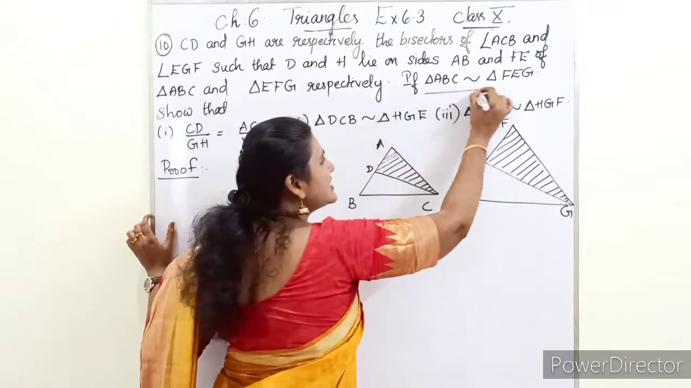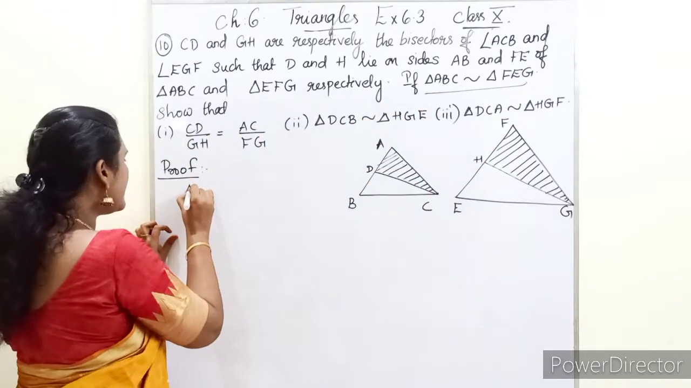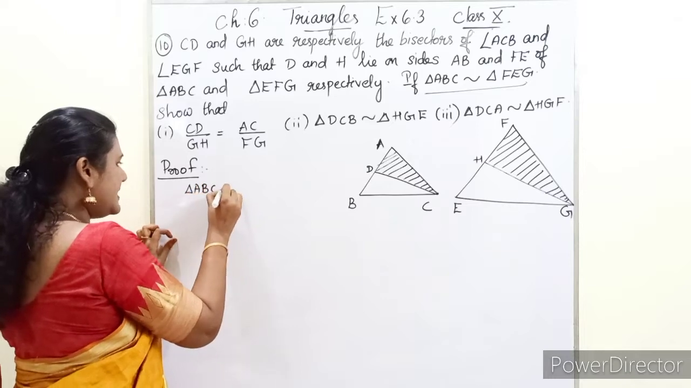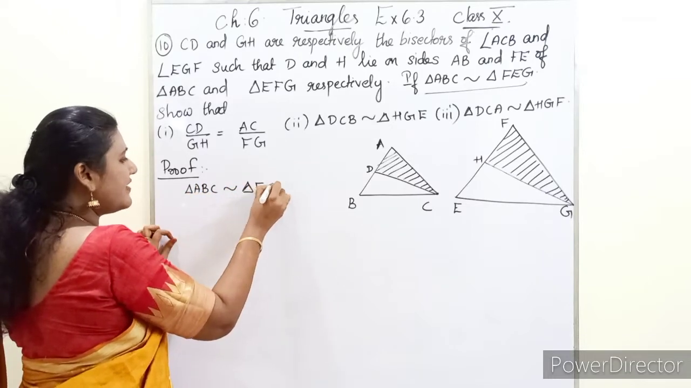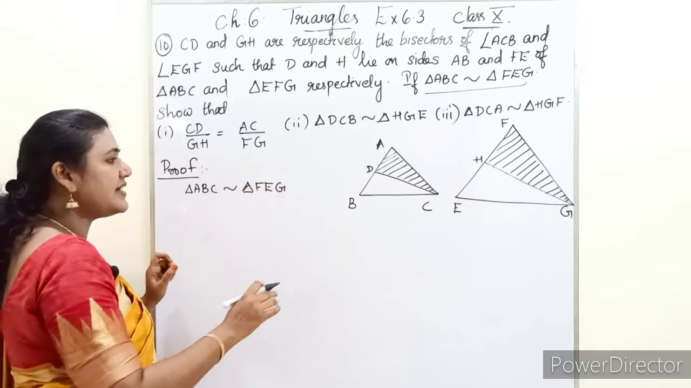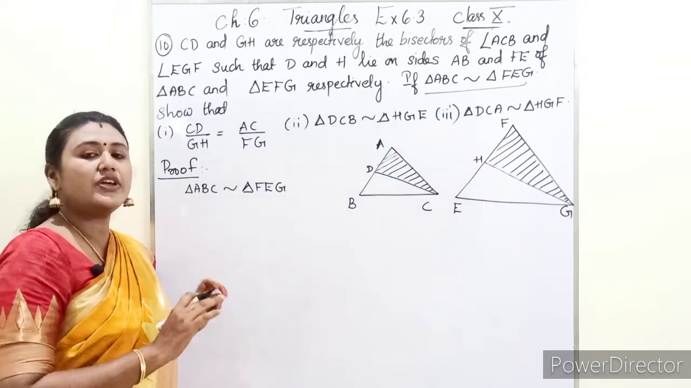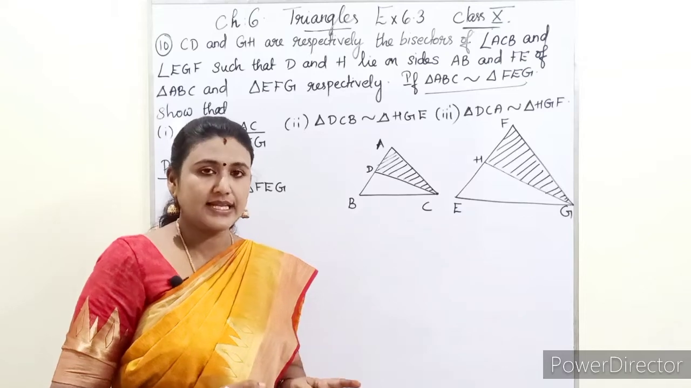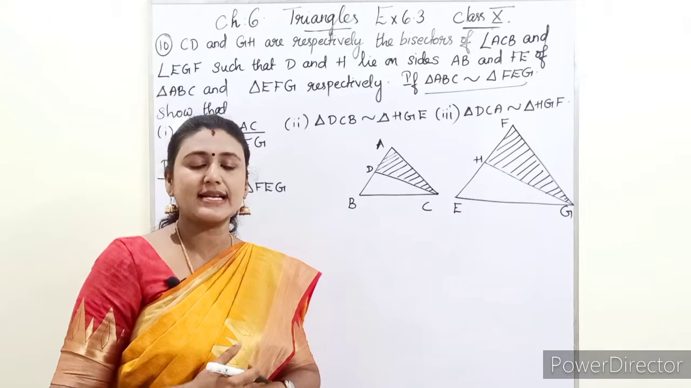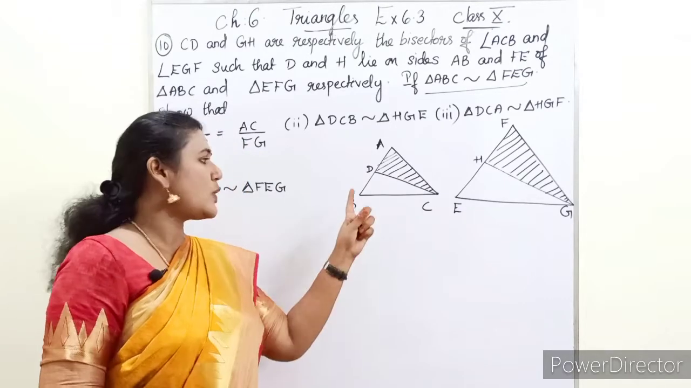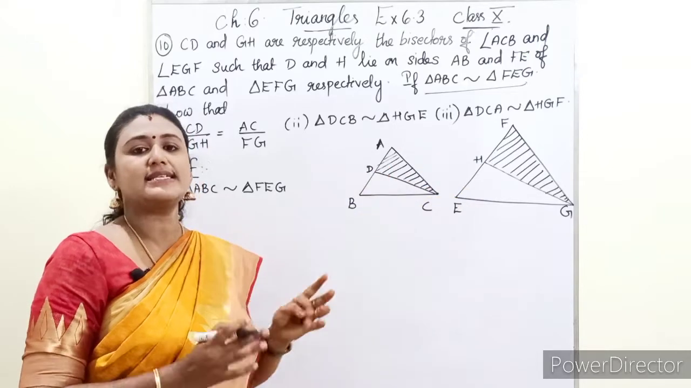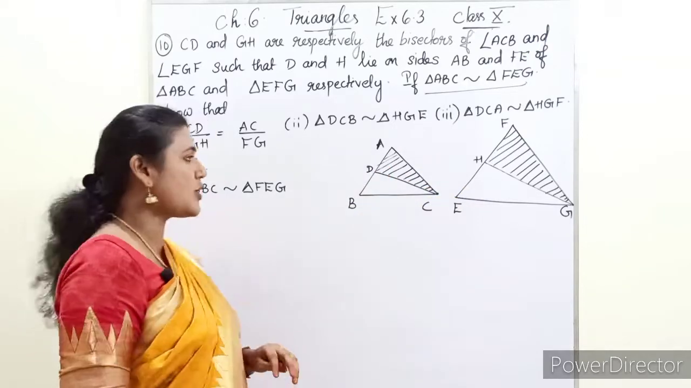What is the condition given? Triangle ABC is similar to triangle FEG. So it is given that these two triangles are similar. If two triangles are similar, then what can we say about their angles and sides? The angles will be equal and the ratios of the sides are also equal.